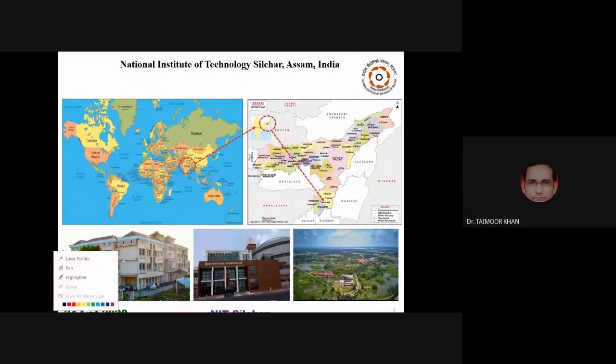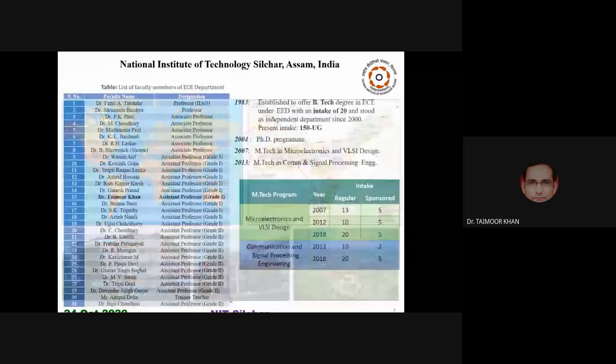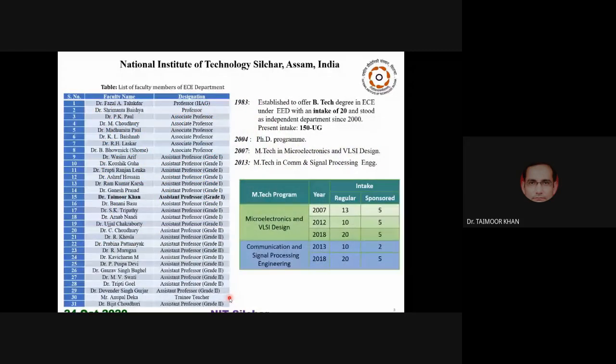The first diagram represents my own department. The second one is the departmental library, which is the largest library in any engineering college in Asia. This is the overall strength of our department.